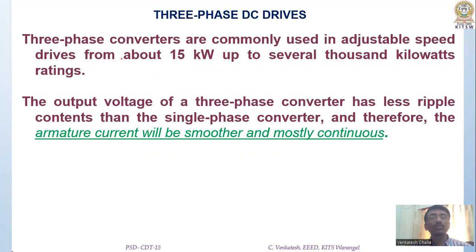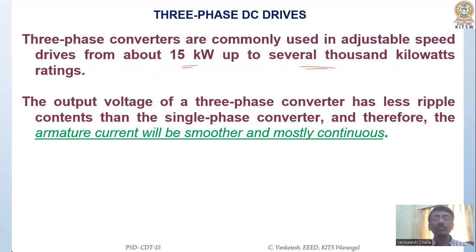Three-phase converters are normally used for high power applications from about 15 kilowatts to several thousand kilowatts. Whenever a large power rated motor is there, which is driving the mechanical load, maybe in industrial applications, in that case, three-phase supply is converted to DC, and we move on to what are called three-phase DC drives.